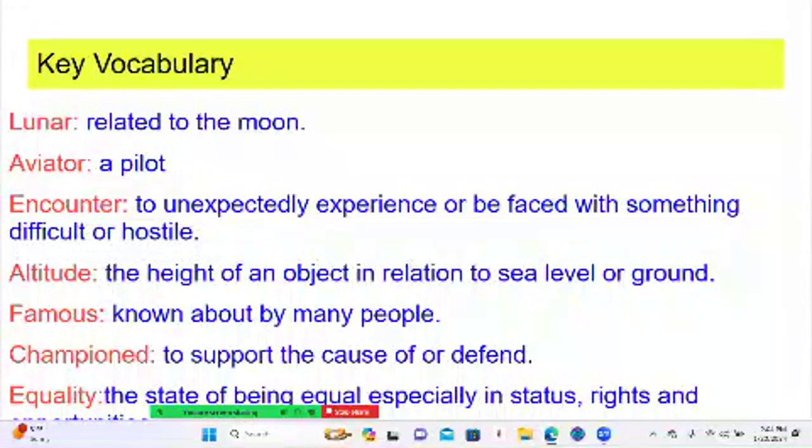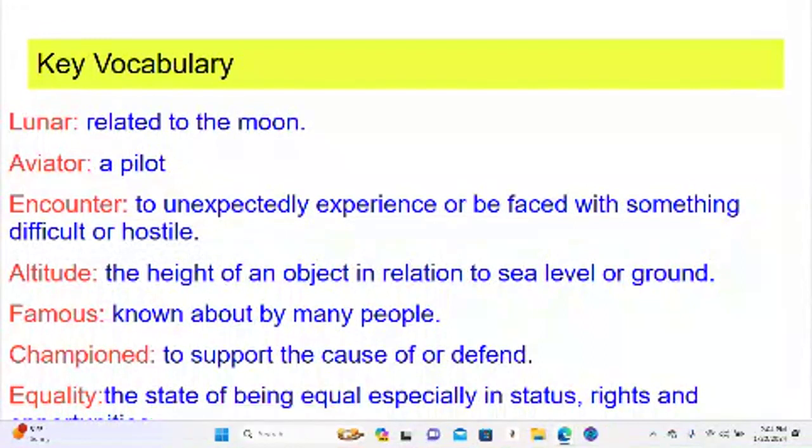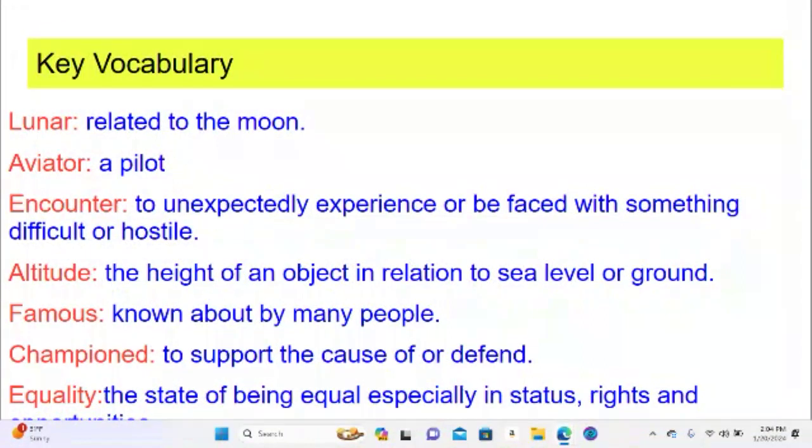Okay, boys and girls, now that you have recorded the definition for each term, let us go ahead and review, and you can match your definition to mine. So lunar is related to the moon. Aviator is a pilot. Encounter, to unexpectedly experience or be faced with something difficult or hostile. Altitude, the height of an object in relation to sea level or ground.